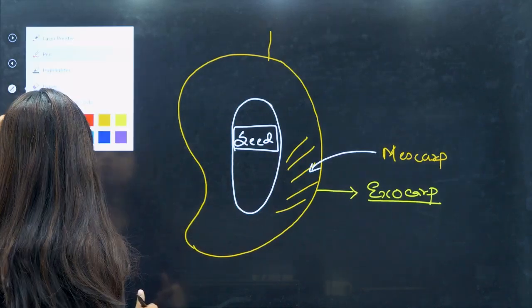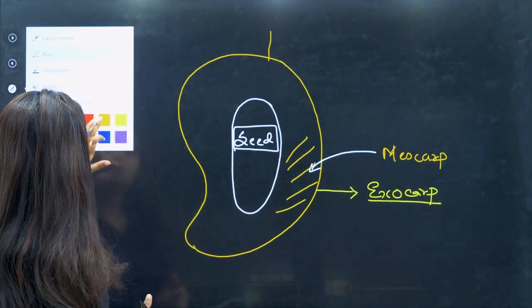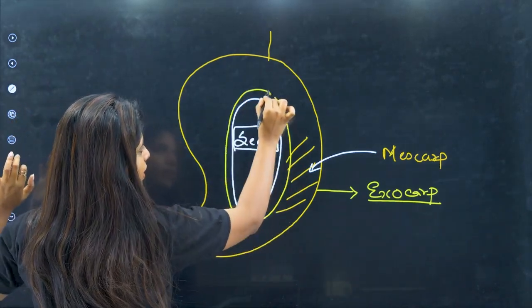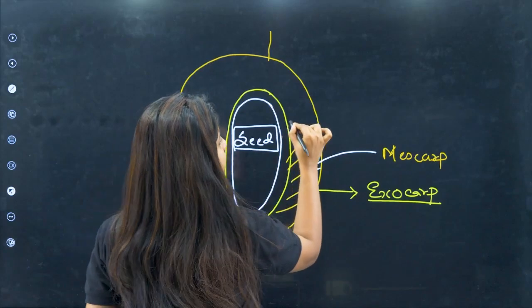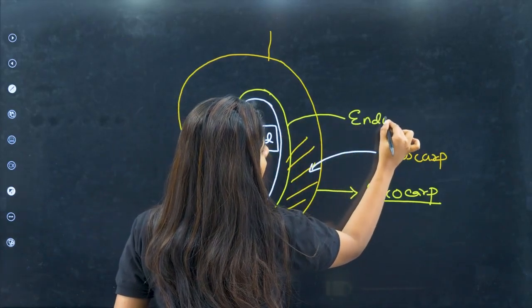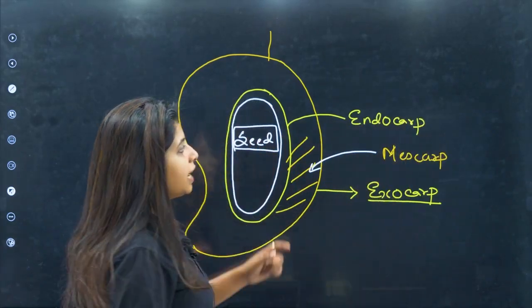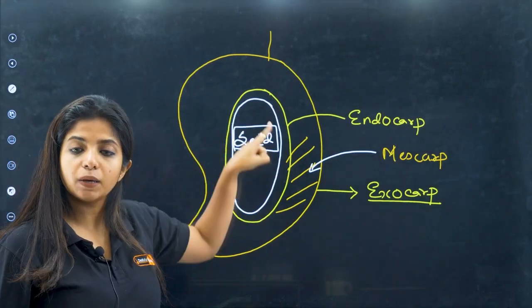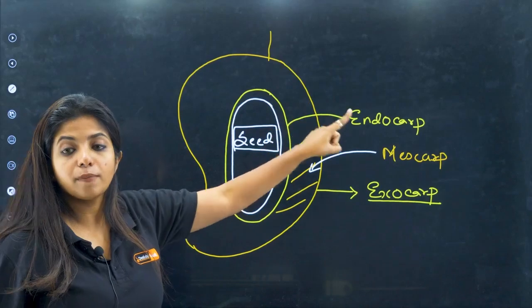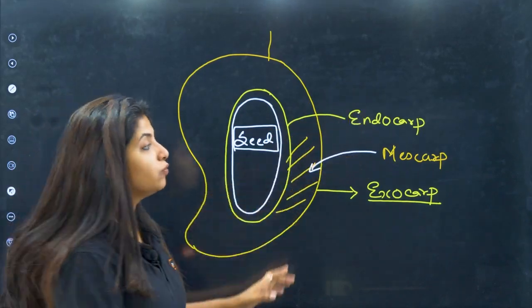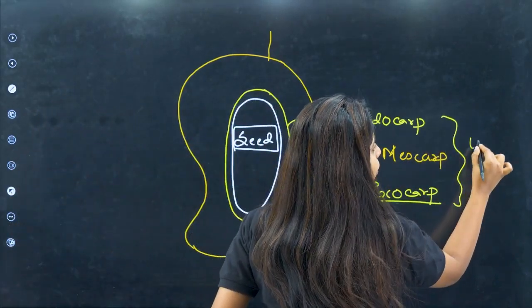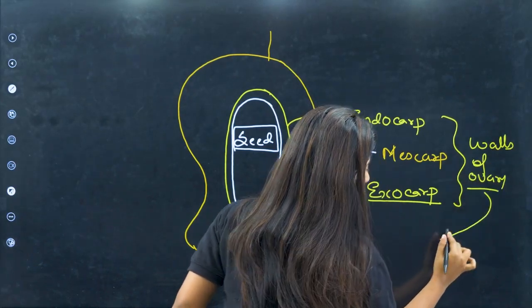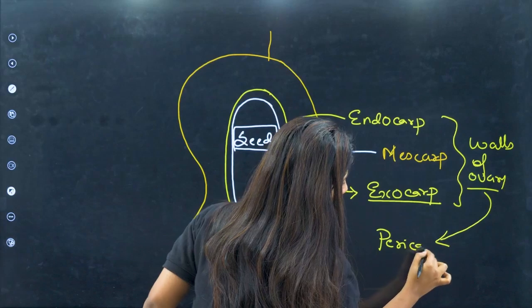And now, the seed which is there, you might have seen that there is a very tough structure around it. This tough thing is known as the endocarp. Ma'am, so this endocarp is the part of the seed? No. The seed will have its own testa and tegmen. This endocarp is part of the walls of the ovary itself. They all are walls of the ovary. Together you call this the pericarp.